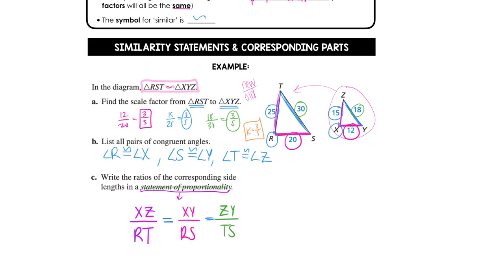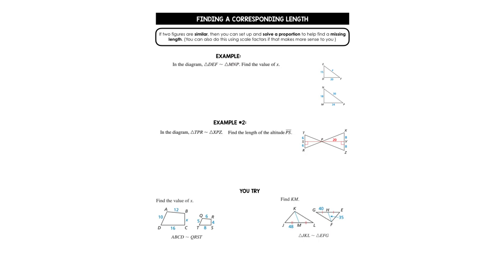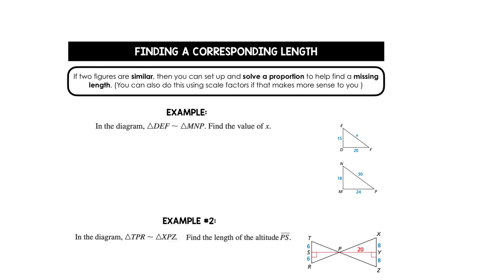Okay, let's take a look at the next page. So we're going to practice finding corresponding lengths now. There's a couple different ways you could do this. You could just use scale factors, and if that makes more sense to you, you can go ahead and do that. But I'm going to show this using a proportion, just because this is the easiest one to not mess up. So let's take a look at this first example.